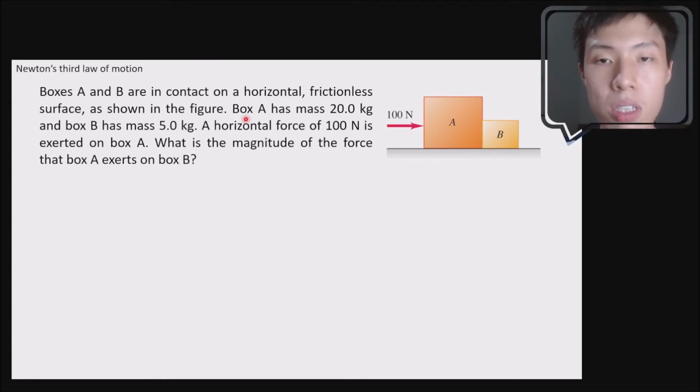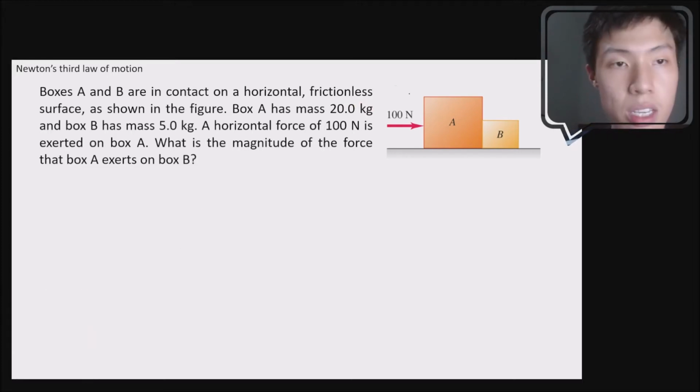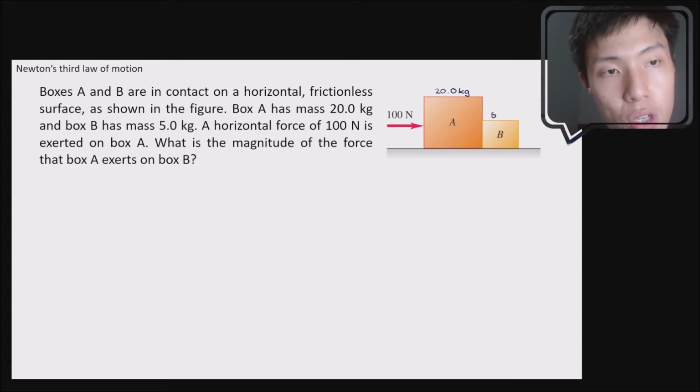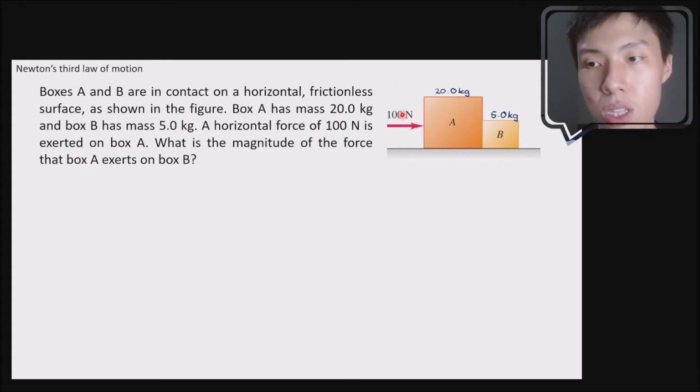Okay, so box A here has a mass of 20 kg. Let's label it. This box A here is 20 kg, and box B here has a mass of 5 kg. So we label 5 kg. A horizontal force of 100 Newton is exerted on box A. So this force here, it's pushing on box A over here, and it has a magnitude of 100 Newton.